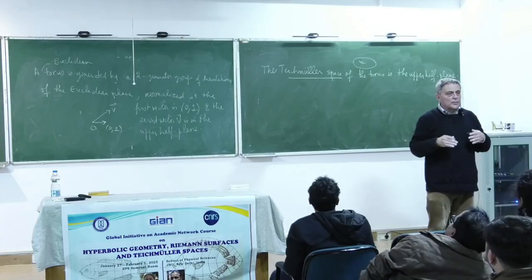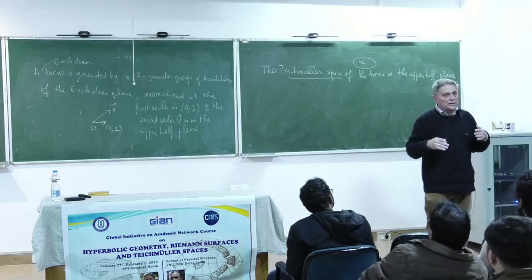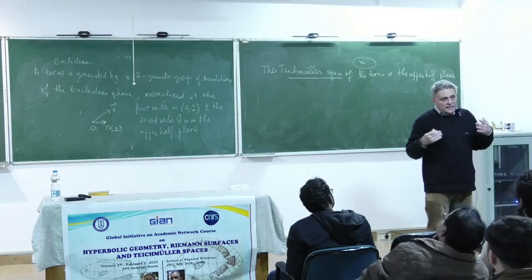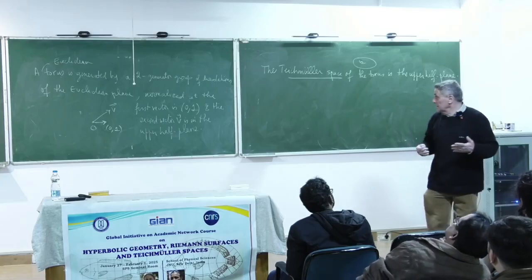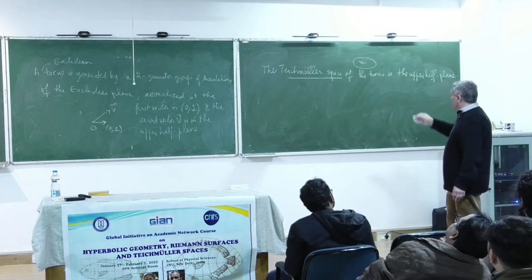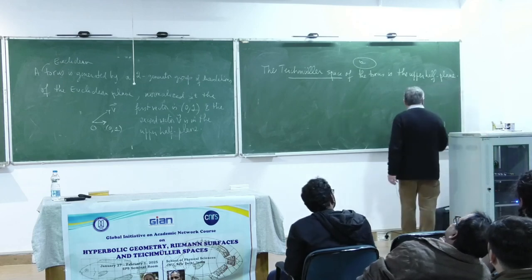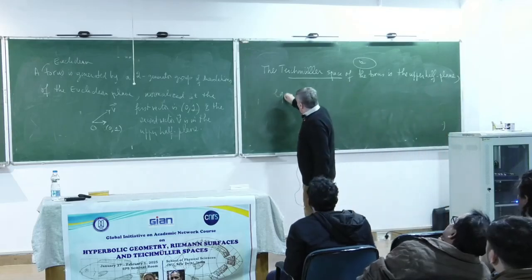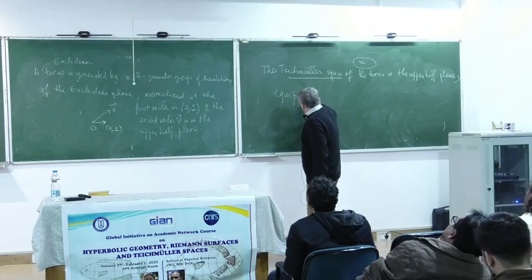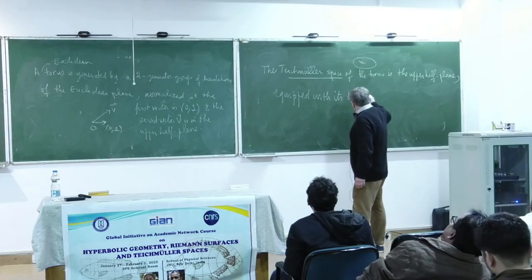We said that the disk model and the upper half plane model. And it is a coincidence, but a very important coincidence, that this Teichmüller space is the upper half plane, in fact, comma, equipped with its hyperbolic metric.